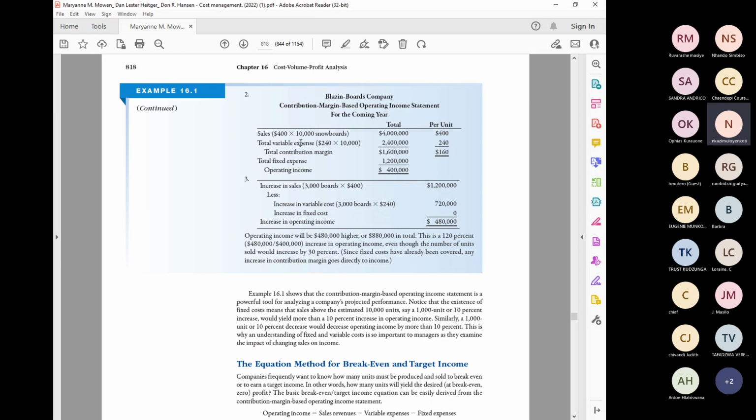Total variable expense is $240 times 10,000, 2,400,000, and per unit it's 240. Total contribution margin becomes 1,600,000, then per unit 160. Total fixed expense is 1,200,000. Operating income is the difference between total contribution margin and total fixed expense, that's 400,000.